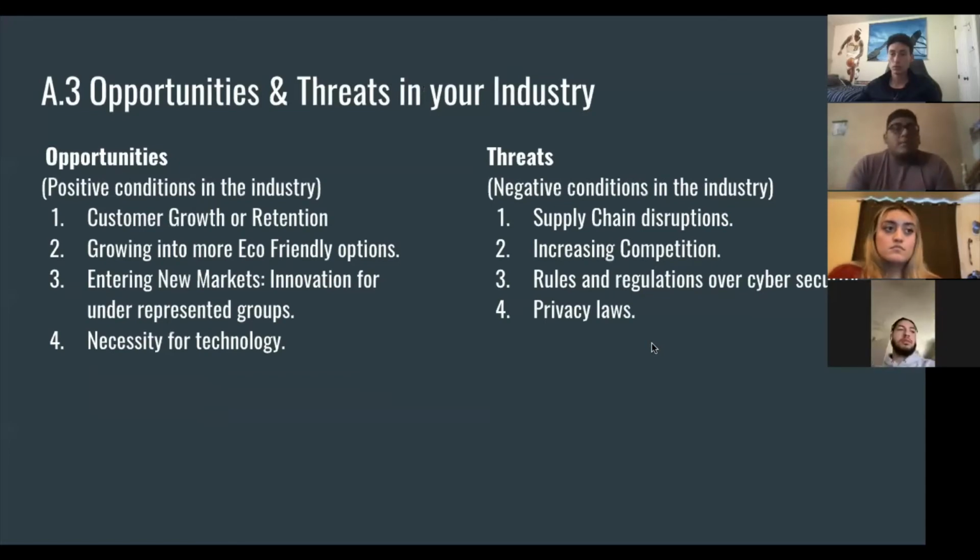So for the opportunities and threats in our industry, opportunities are growth, customer growth and retention, growing into new eco-friendly options, entering new markets as an innovation for underrepresented groups, and also the necessity for technology. The threats that the industry faces are supply chain disruptions, increasing competition, privacy laws, and rules and regulations over cybersecurity.